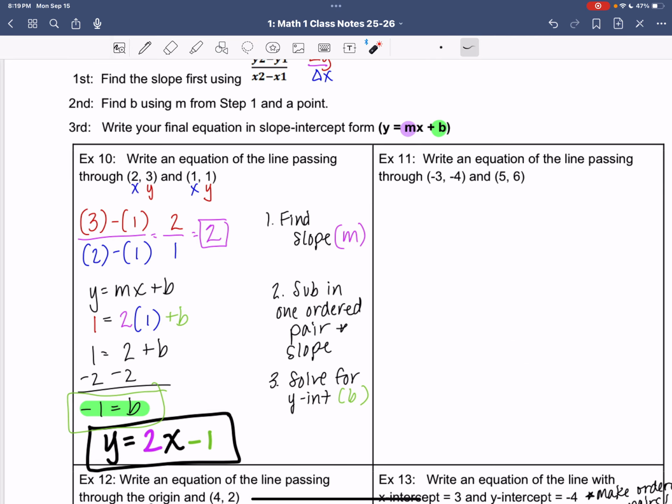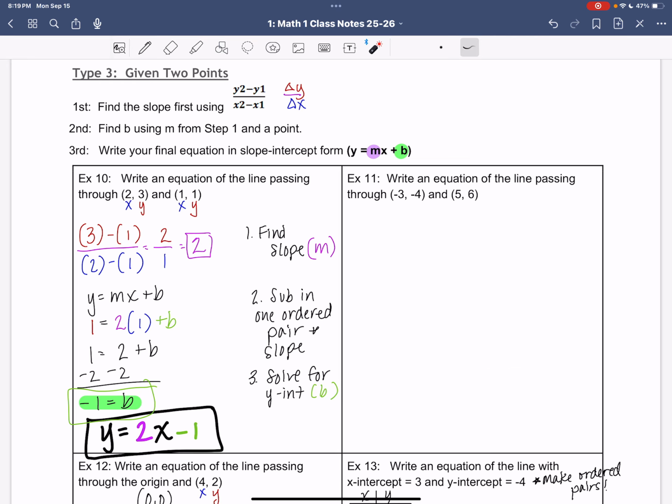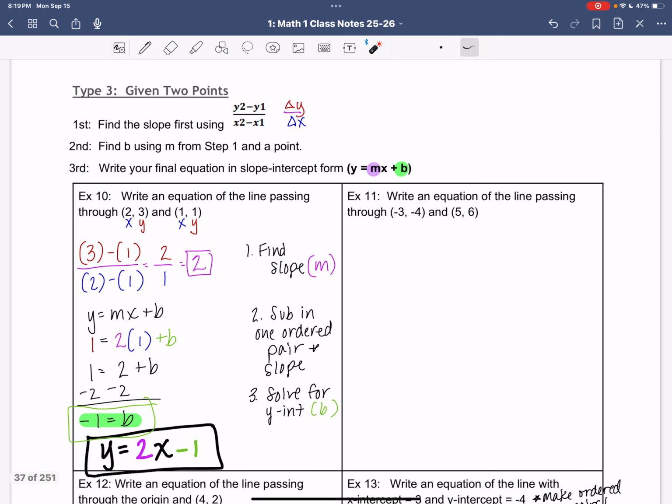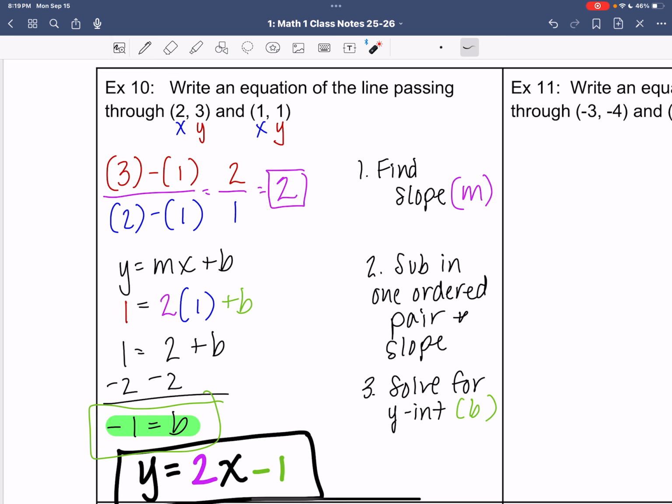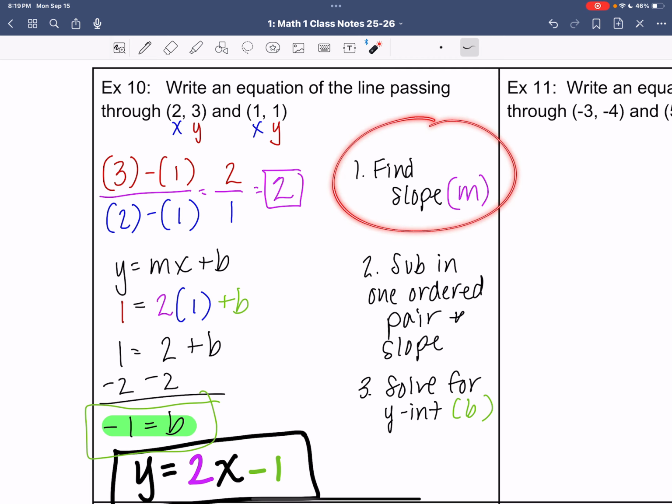Now, if you were given 2 points, you have to find slope first. However you choose to use it, you can do the formula, you can make a table. I think I did a table down here, so you can do formula or whatever. Then once you find the slope, you can use the slope and any point to find the new equation. All right, so this is just an extra step from before. So I kind of gave you instructions of what I did here.